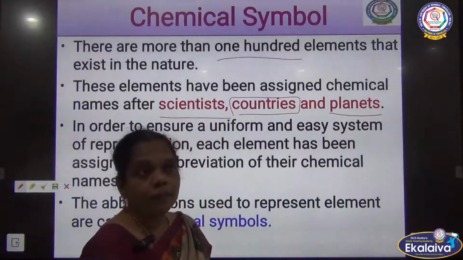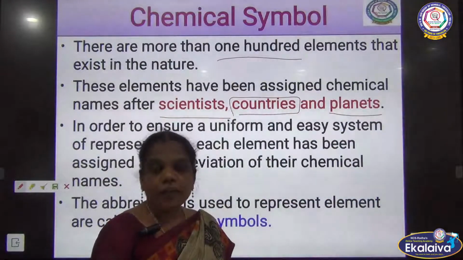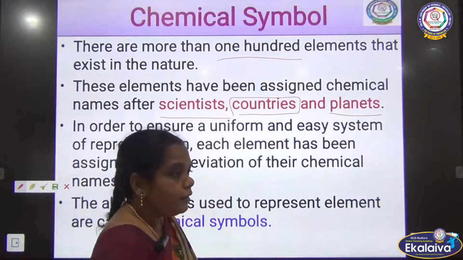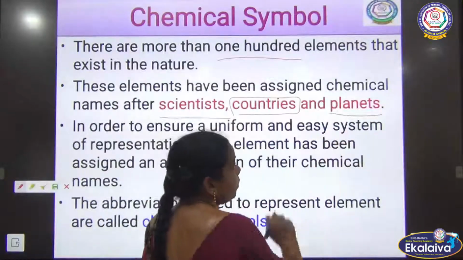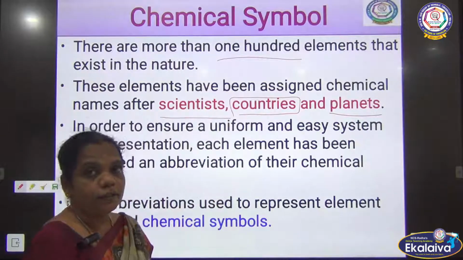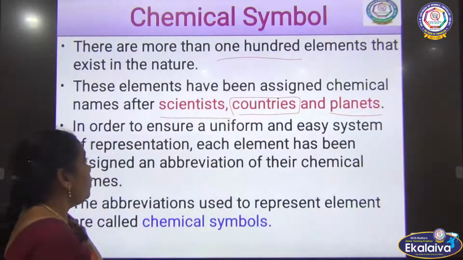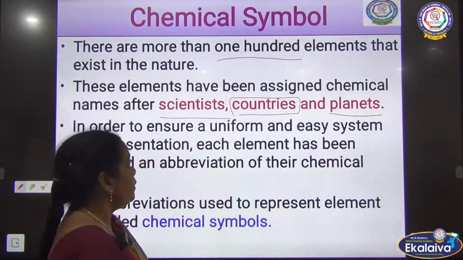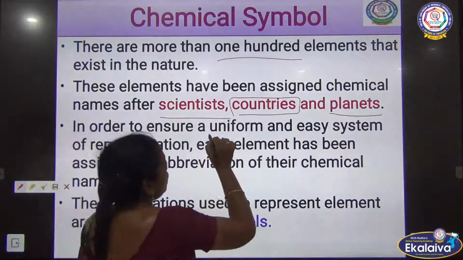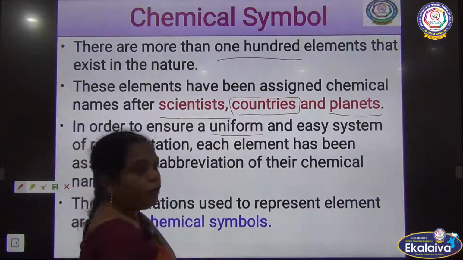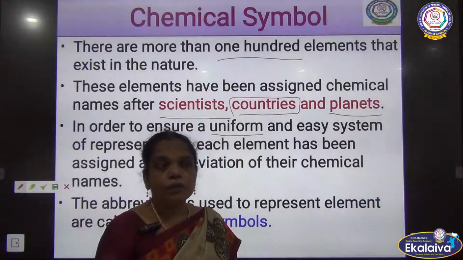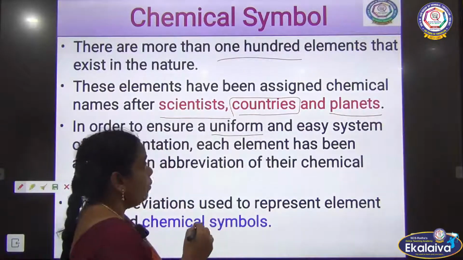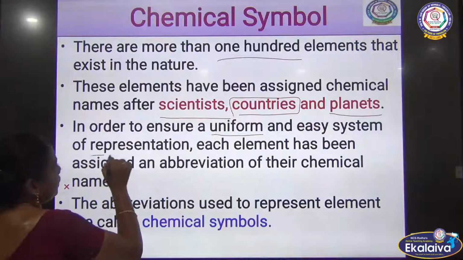The same country or the same scientist can invent more than one element, so they decided to keep the name of the planet for the symbol of the element. By assigning the symbol, it is uniform, because all over the world we represent the element in the same manner, so it is a uniform and easy system to represent.